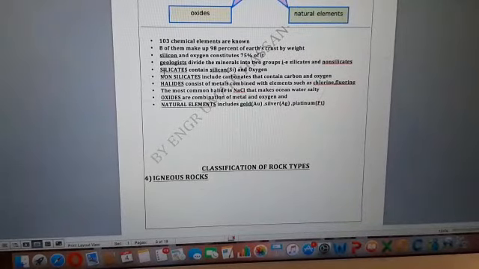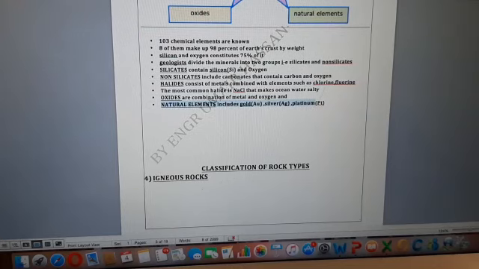Now geologists divide minerals into two groups, that is silicates and non-silicates. The silicates contain silicon and oxygen, and non-silicates include carbonates that contain carbon and oxygen. Halides consist of metals combined with elements such as chlorine and fluorine. The most common halide is sodium chloride that makes ocean water salty, salt. Oxides are a combination of metal and oxygen, and natural elements include gold, silver and platinum.